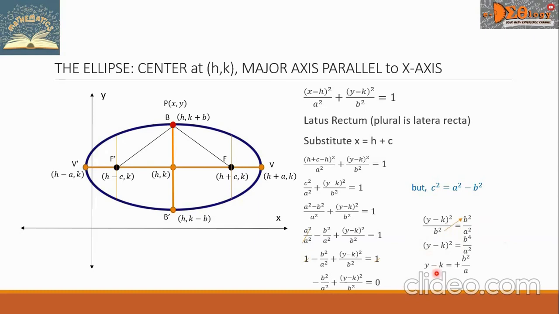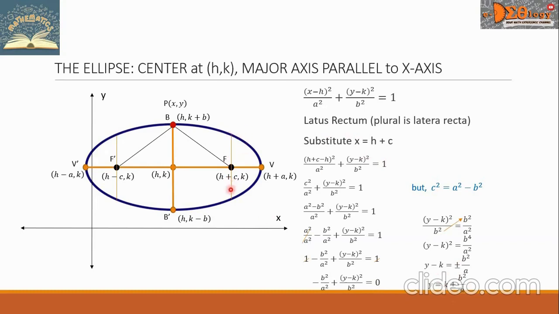Let us simplify this equation by taking the square root of both sides. So we have now y minus k equals plus or minus b squared over a. Solving for y, this negative k, we will transpose to the right side. So we have now y equals k plus or minus b squared over a. It means to say this y value here is the y coordinate of the endpoints of the latus rectum.